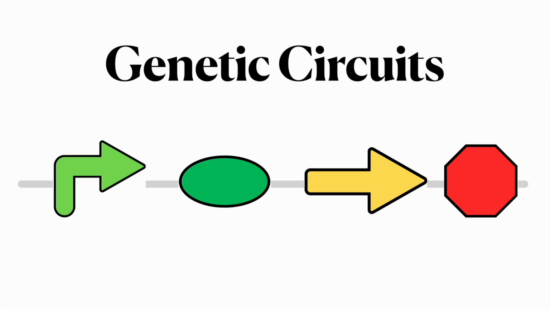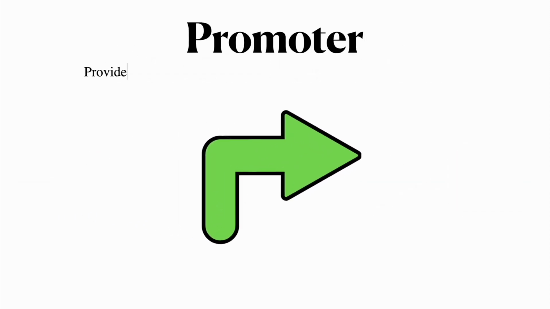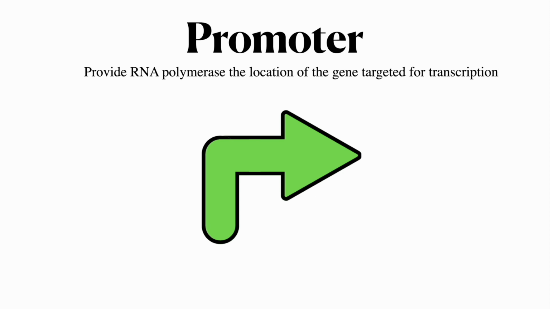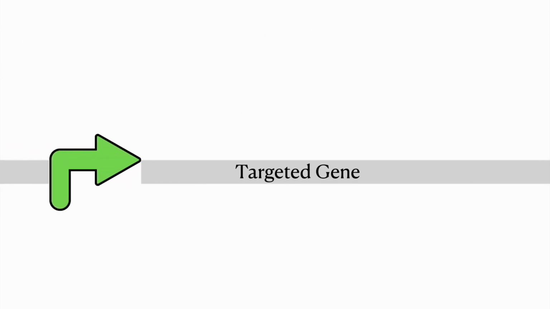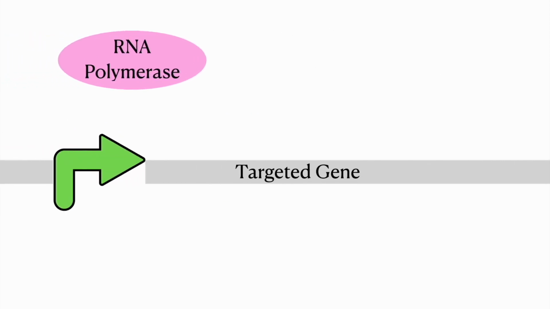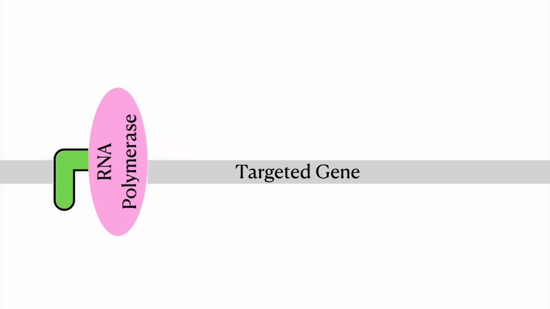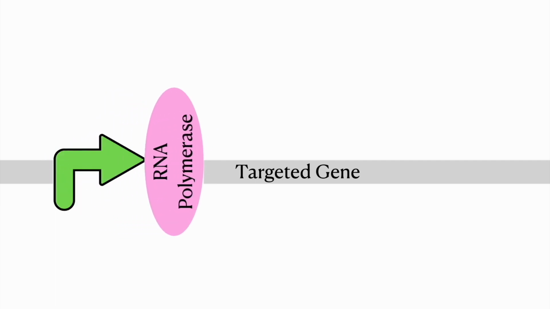Promoters are the first component of this assembly line, as promoters are able to provide the RNA polymerase with the location of the gene targeted for transcription. In other words, the promoters are able to send the RNA polymerase to the location of the DNA sequence that will be genetically engineered.